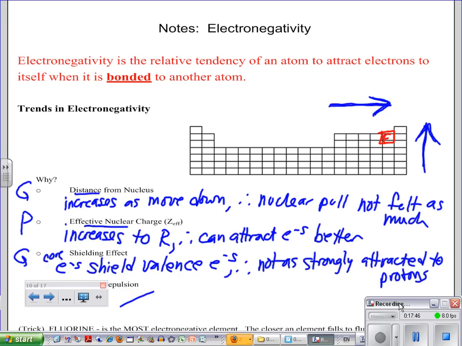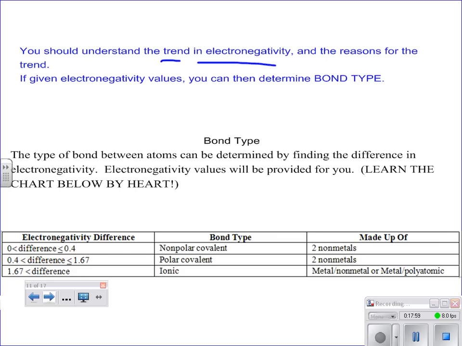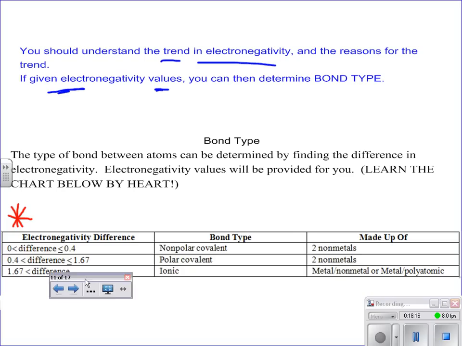Okay, so now that brings us to the idea that from this, you should be able to see your trends in electronegativities, and you should be able to figure out the reasons why they have those trends. That's what we just went over. But you will always be given these values. If you ever need them, you would be given those values. And the reason we care about electronegativities, for one reason, is that we can determine bond types based on them. So you do need to know this chart right here, and you need to know it very well.